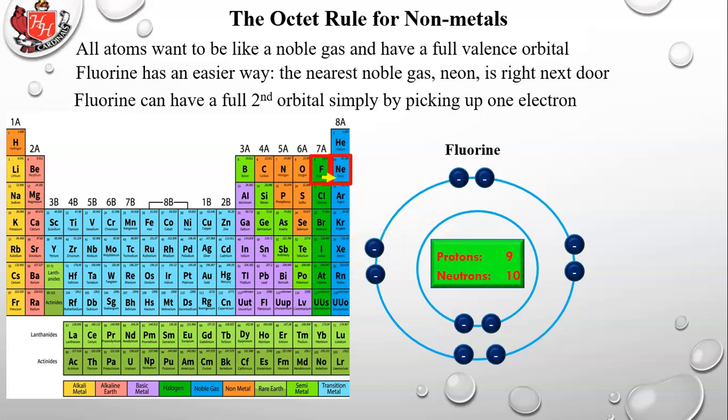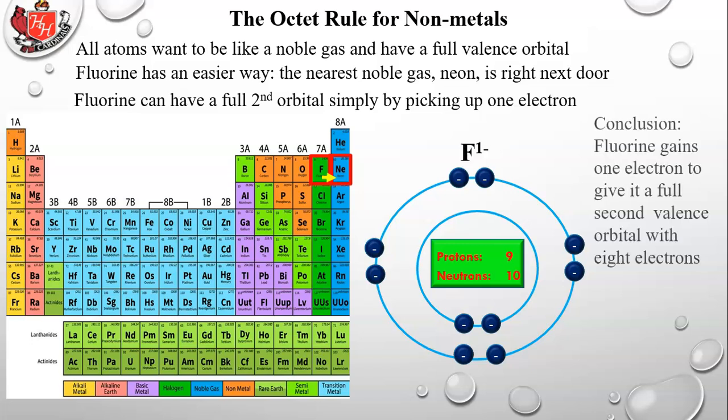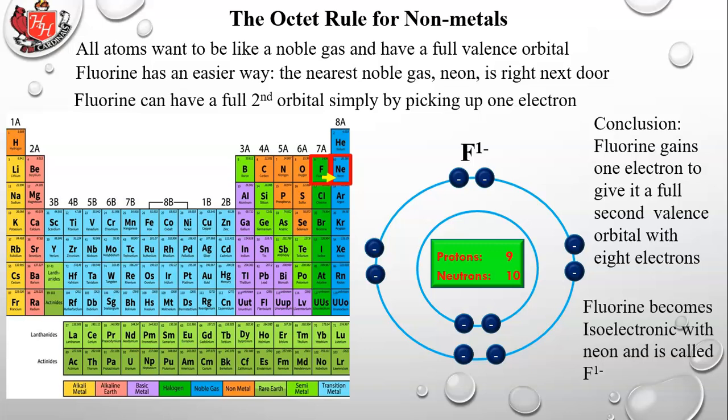So there you see the electron just came in, and now fluorine has a full valence orbital, a full outer orbital. It's referred to as an F1- because it has one more electron than proton. You can count them there. So conclusion, fluorine gains 1 electron to give it a full second valence orbital with 8 electrons. Fluorine becomes isoelectronic with neon and is called F1-.